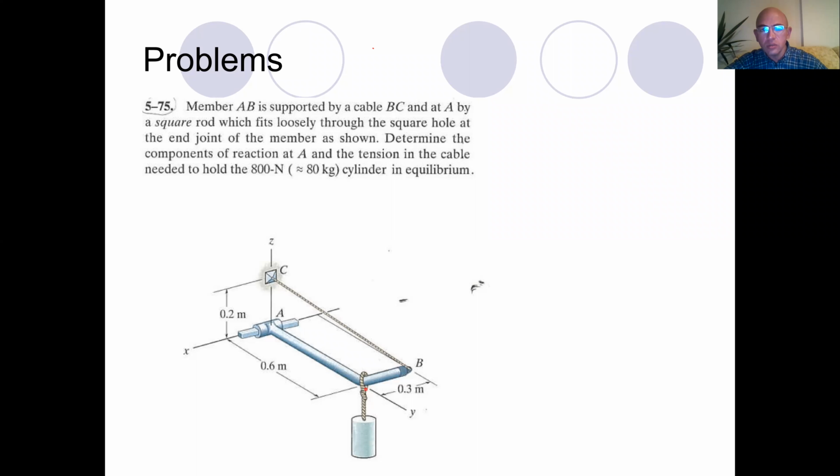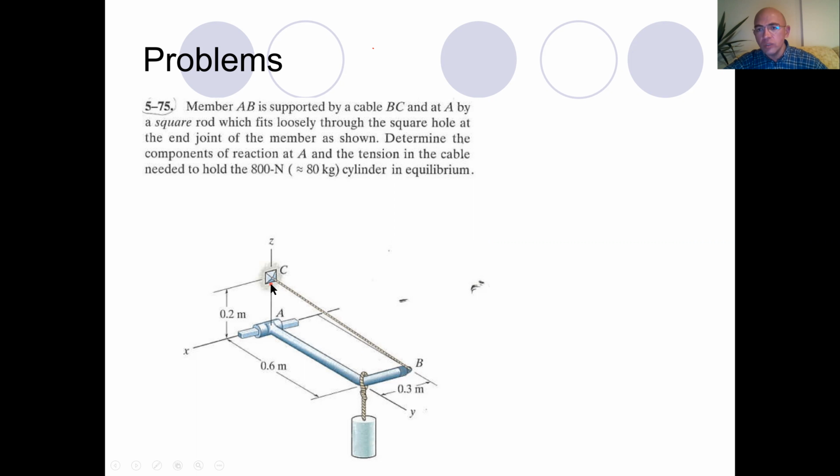rod, and this is an L-shaped rod as you see, and there is a square rod which is fitted loosely at point A. Now this L-shaped rod is pulled by a cable from point B and it is fixed to the wall at point C.